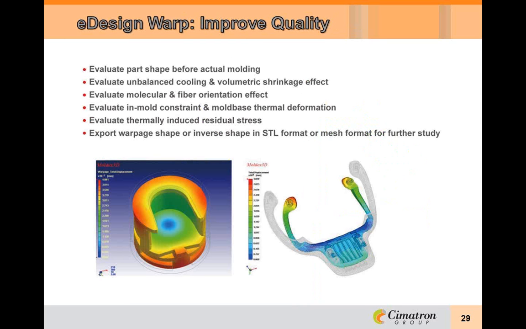eDesign Warp provides users a true 3D simulation tool to anatomize the causes of shrinkage and warpage and further control these defects before the mold is built. You can easily and efficiently improve the part quality and optimize design. For fiber-filled material, eDesign Warp incorporates fiber composite theories and the fiber orientation results from eDesign Fiber to predict its anisotropic shrinkage and warpage.